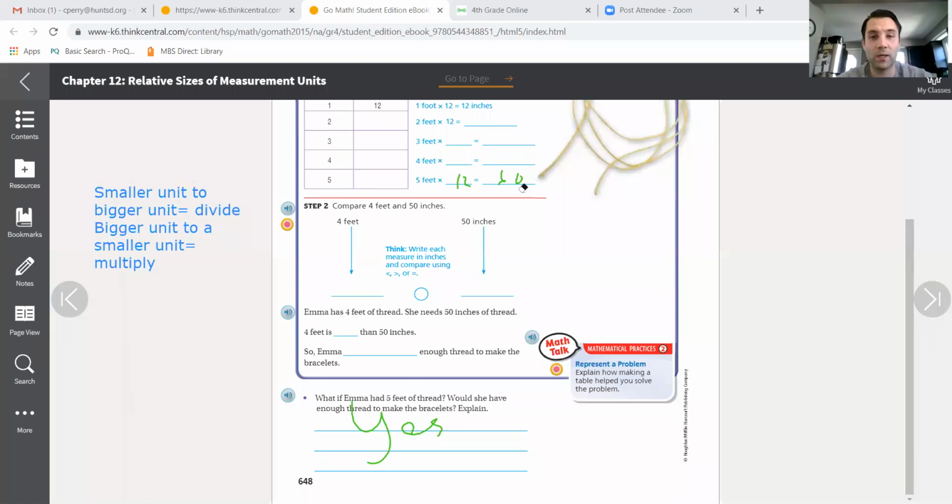Okay, so let me do some quick erasing here. And by the time I'm done erasing, hopefully you guys are on the next page.